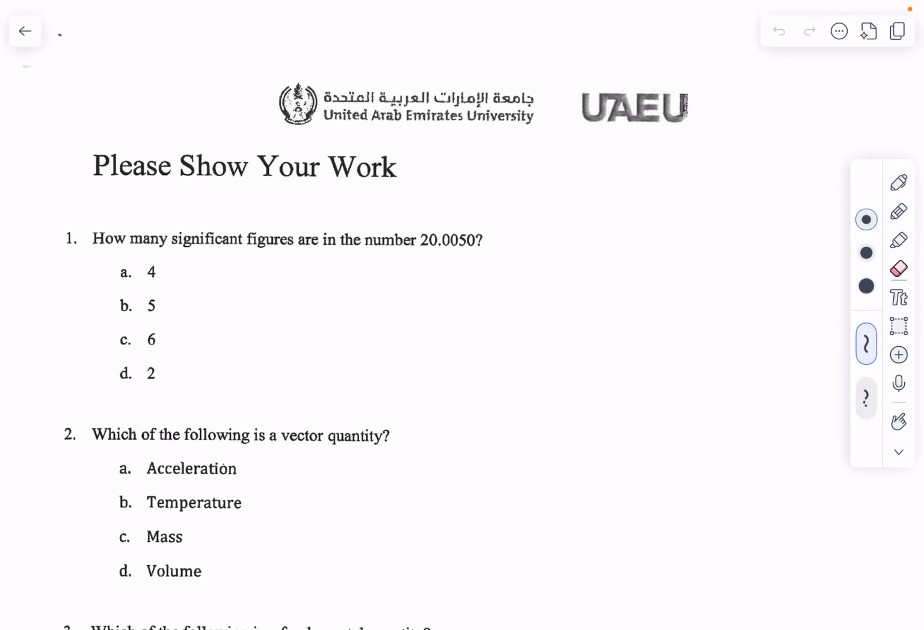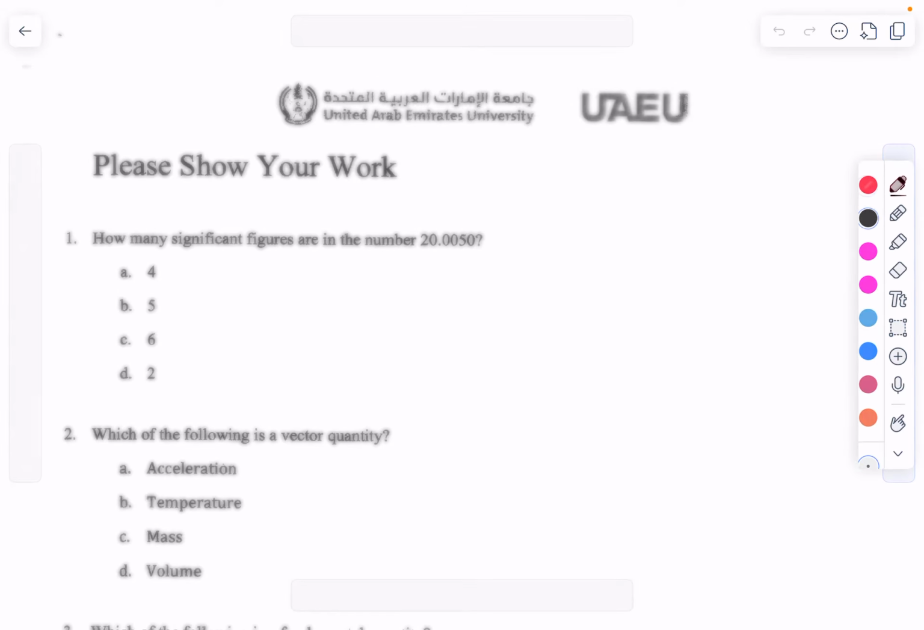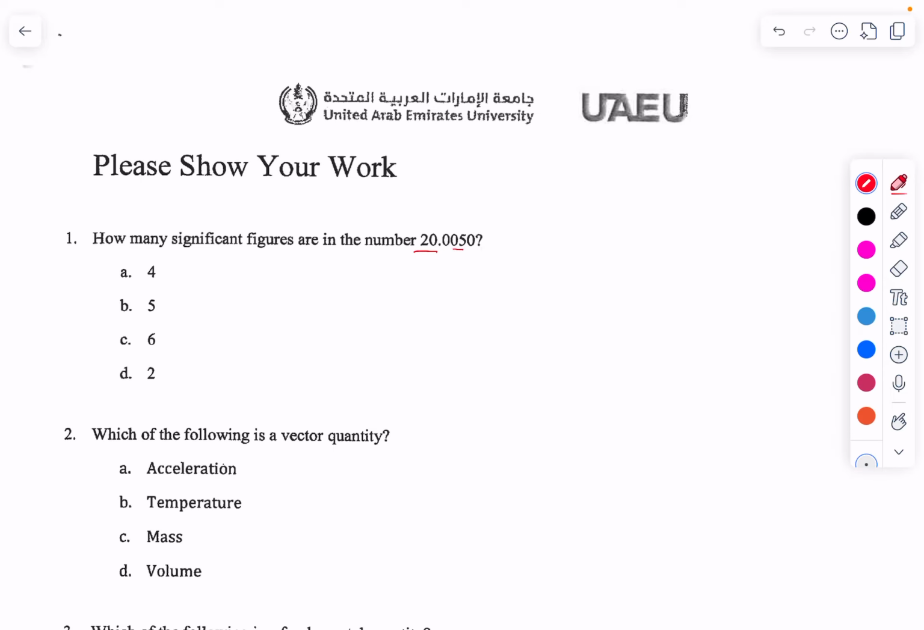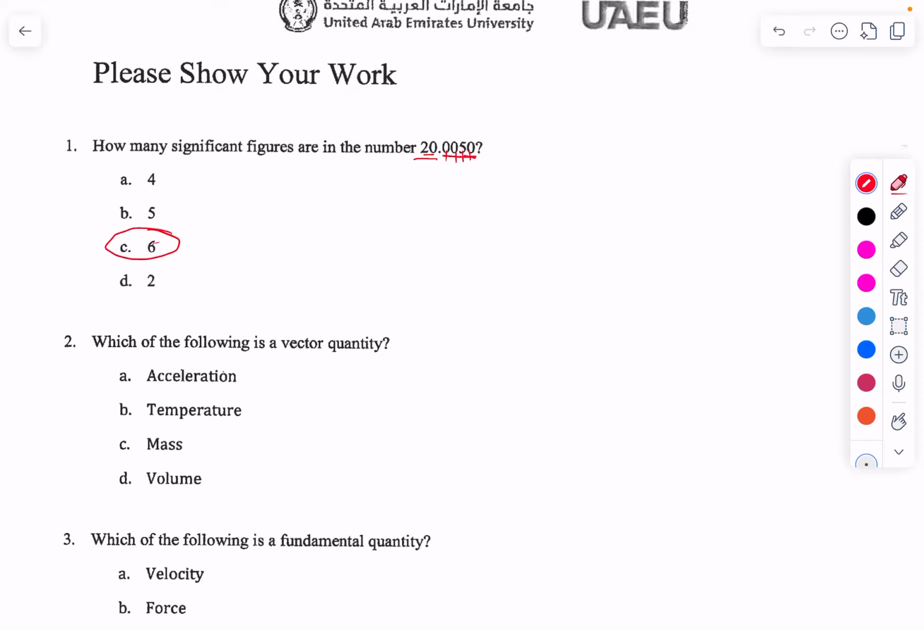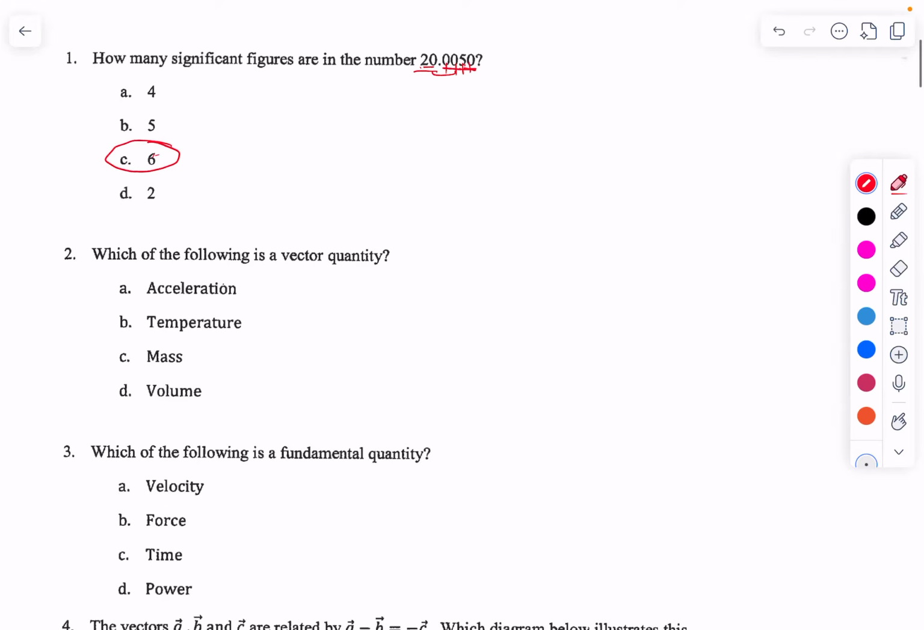So how many significant figures are there in this number? If you know that these two are significant and these three are significant and this is also significant, so you have 2, 3, 4, 5, 6. You have 6 significant figures because zeros in between the numbers are significant, and so that's why it has 6 significant figures.